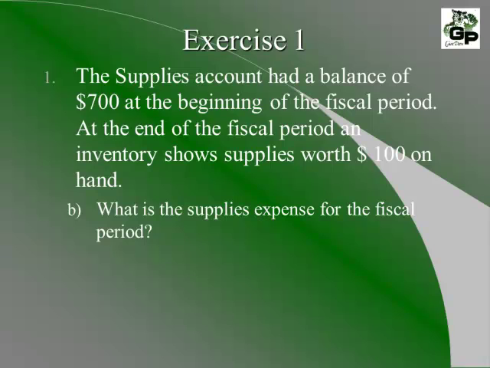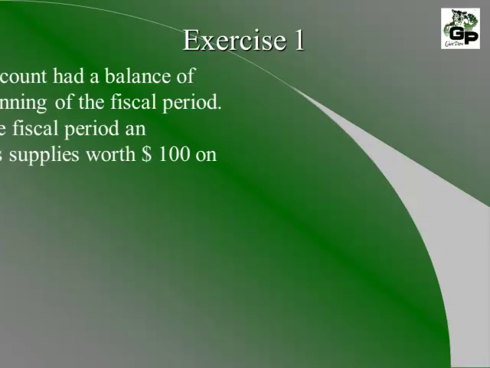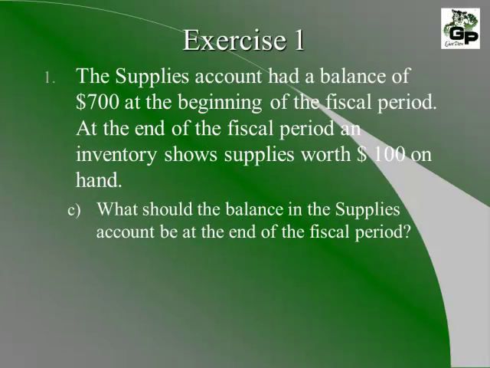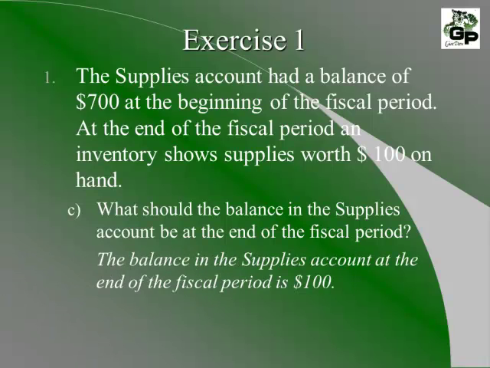What is the supplies expense for the fiscal period? The supplies expense is $600, the amount that was consumed. What should the balance in the supplies account be at the end of the fiscal period? The balance in the supplies account should be $100. This represents the amount that is remaining.